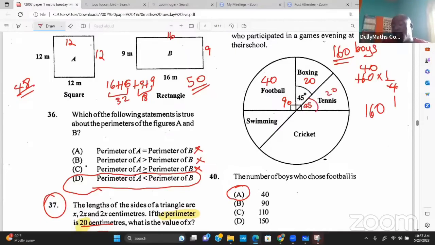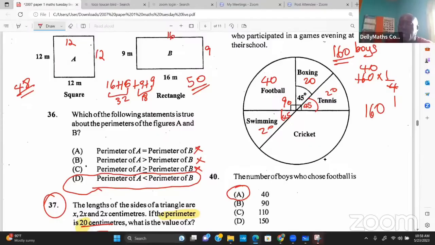That means this is 20. I'm seeing that because this is the same 45 here, just the same, right? So we're seeing the 20, we're seeing the 20, you're seeing it's the same. So all you have to do is add those up and take it from 160, right?